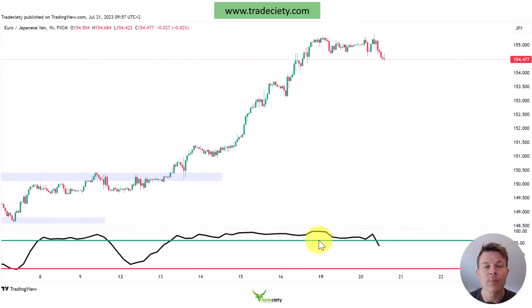The stochastic is a momentum and a trend following strength indicator. And when it's above 80, it shows you a strong trending market to the upside. When it's below 20, it shows you a strong trending market to the downside. It is not overbought and oversold, which means that you should not go against the stochastic.